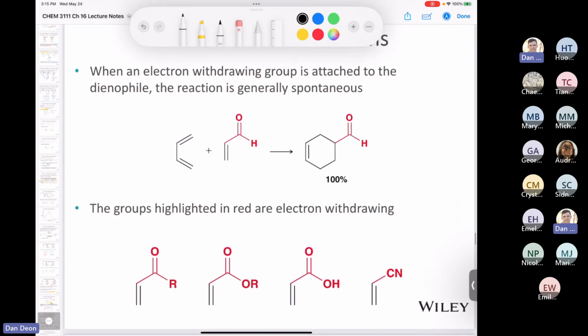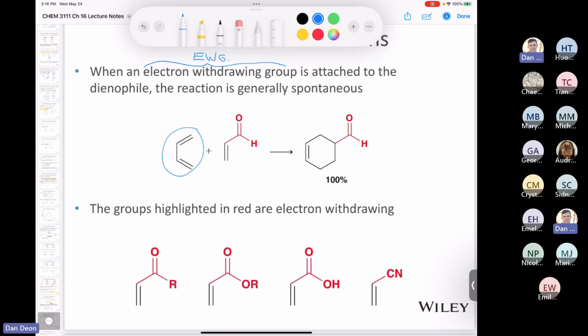All right, so if you're wondering, okay, what's an EWG? What's an electron withdrawing group? You just said EWG. You didn't even teach me what that is. Well, electron withdrawing groups are going to come up quite a bit throughout the rest of this course, at least for the next, I'd say, 3-4 weeks. So let's take a look here.